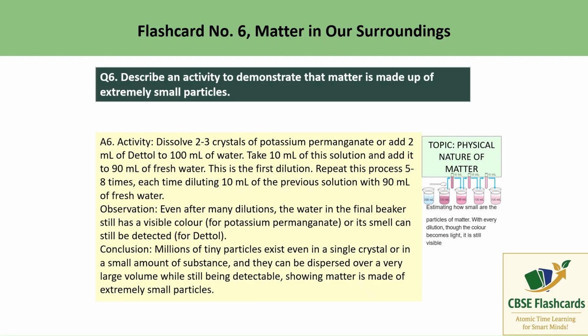Next, describe an activity to demonstrate that matter is made up of extremely small particles. Activity: dissolve 2-3 crystals of potassium permanganate or add 2 ml of Dettol to 100 ml of water. Take 10 ml of this solution and add it to 90 ml of fresh water. This is the first dilution. Repeat this process 5 to 8 times, each time diluting 10 ml of the previous solution with 90 ml of fresh water.